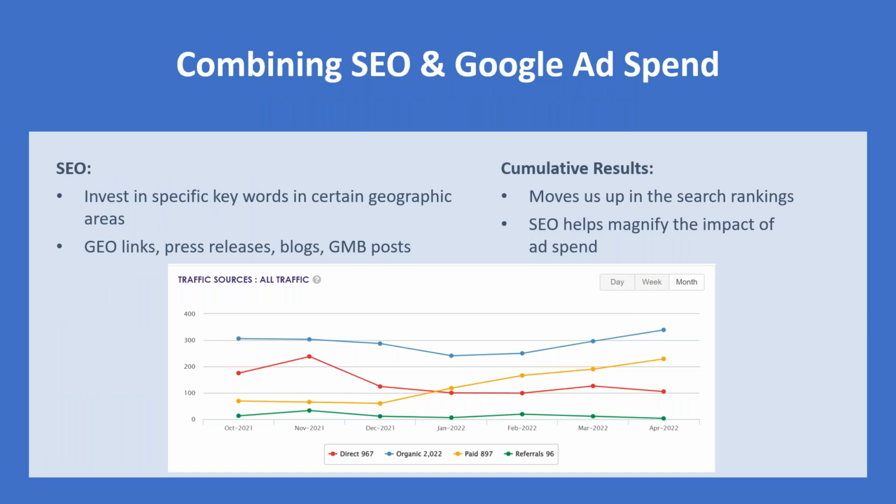So we have found, and this is again one of those lessons learned, that there is a great cumulative effect when you combine spending for search engine optimization and Google Ads. We have found that when we were doing just the Google ad spend, we just weren't getting the kind of traction that we got after we combined it with search engine optimization.